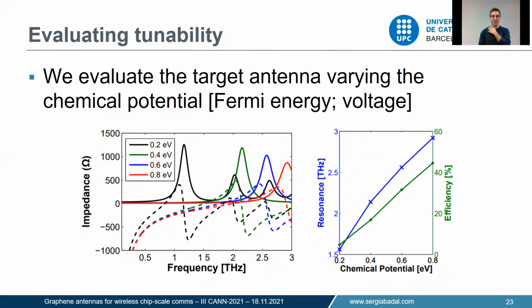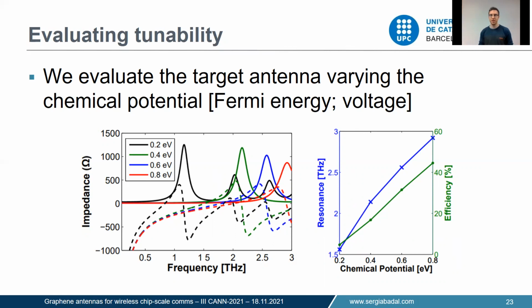So we see that there's a pretty wide tunability in these antennas, which is not easy to obtain in regular conventional metallic antennas. So we see a resonance from 1.5 to almost 3 terahertz. So double the frequency by changing the chemical potential, the Fermi energy, by a wide margin. And it also changes the efficiency.